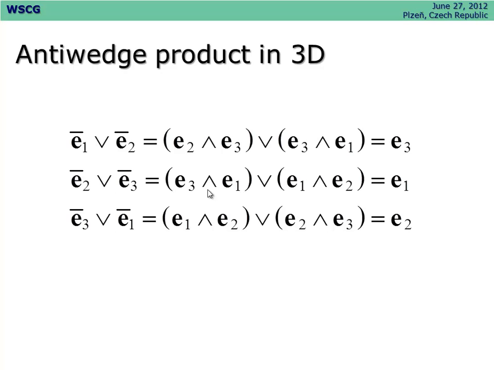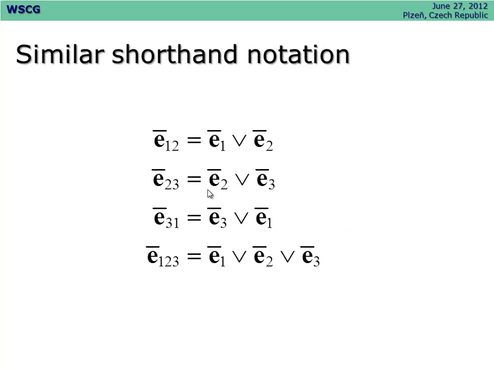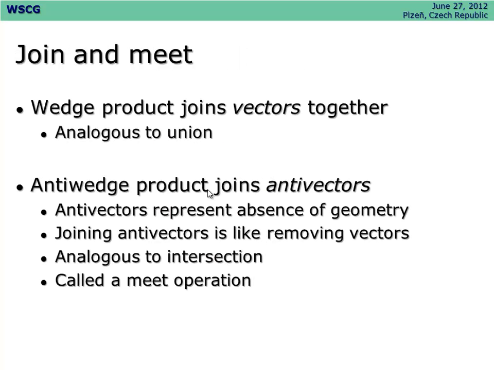Okay, in three dimensions, the exact symmetric thing to vector wedge products happens with the anti-wedge product. If we take E1 bar anti-wedge E2 bar, then we just get E3, which is symmetric to how if we wedge together E1 and E2, we would get E3 bar. And we use the same shorthand notation. We put extra subscripts here. It just means that for an E bar, we're taking an anti-wedge product between multiple E's.